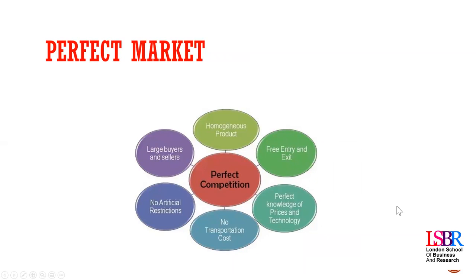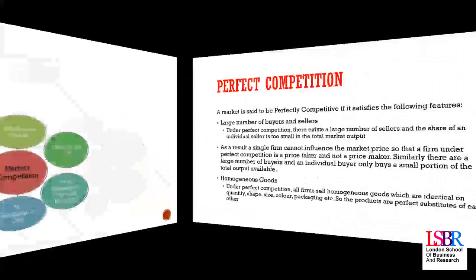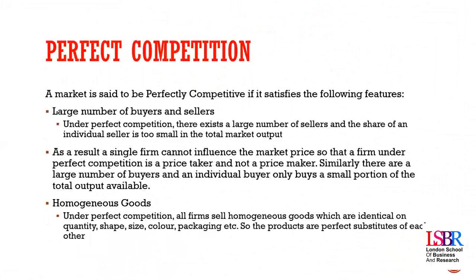In a perfect market, we have homogeneous products that are very, very similar. Everyone knows what they are. There's free entry and exit. We have perfect knowledge of the price and the technology. There are no artificial restrictions. There are large numbers of buyers and sellers, and we have no transport costs. Everything is clear, okay? Perfect competition is an ideal situation. As I said, it's not always possible, but it is an ideal situation.